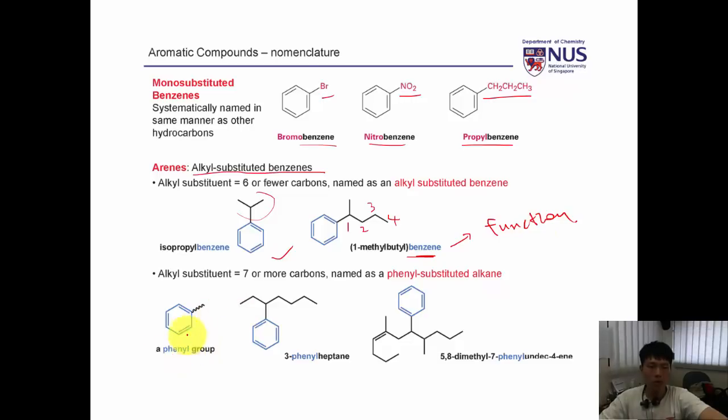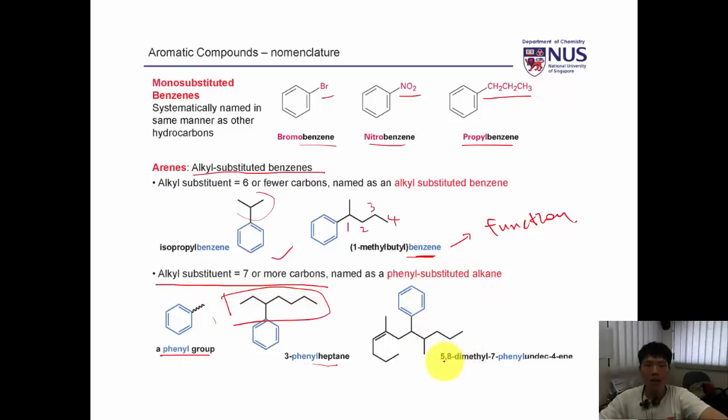If you use benzene ring as a descriptive word, that means it's an adjective, because it is no longer the highest functional group, then we call it a phenyl group. So phenyl means you have a benzene ring attached to it. This is called 3-phenylheptane. The reason is because if the alkyl substituent is of 7 or more carbons, then it becomes the main parent chain.